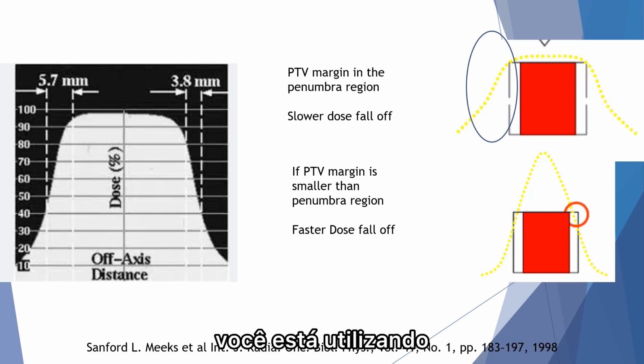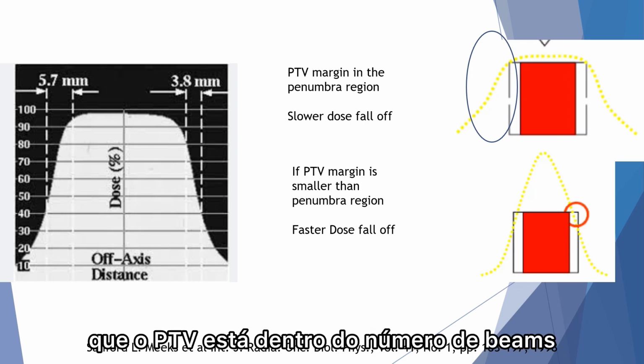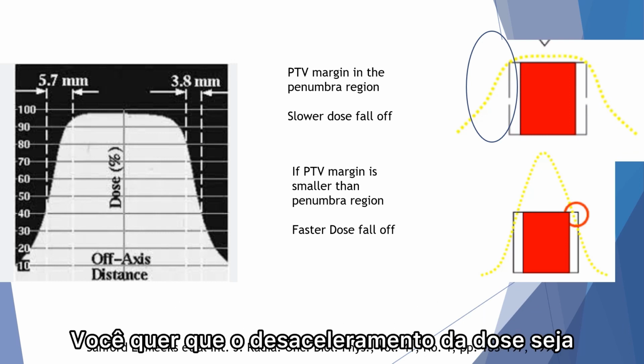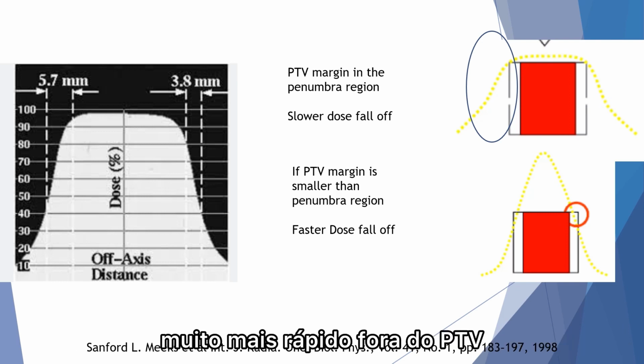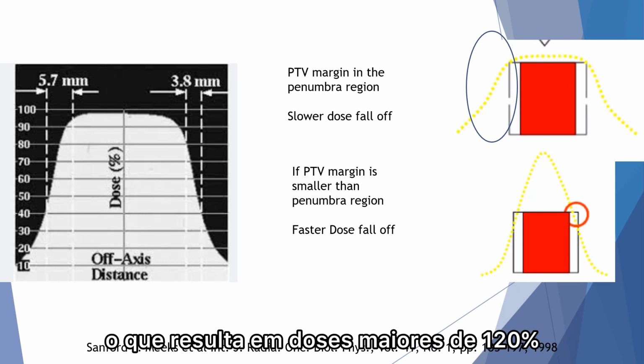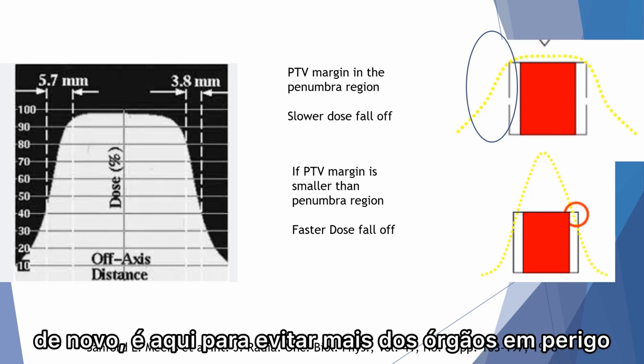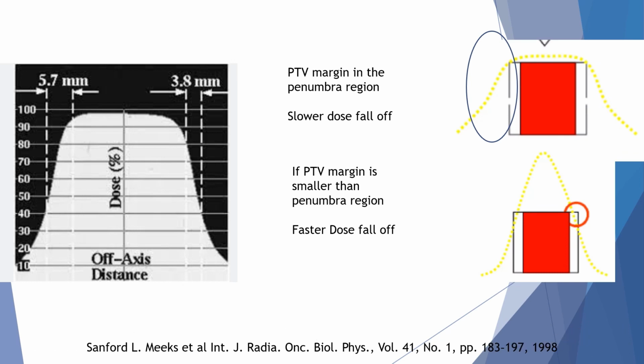But with SBRT, you're utilizing that the PTV is within the beam penumbra, and it's going to result in a more inhomogeneous PTV dose. You want the dose fall off to be much faster outside the PTV, which results in dose greater than 120%. The goal again is to spare more of the organs at risk.